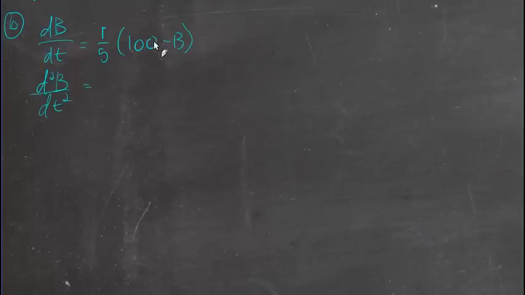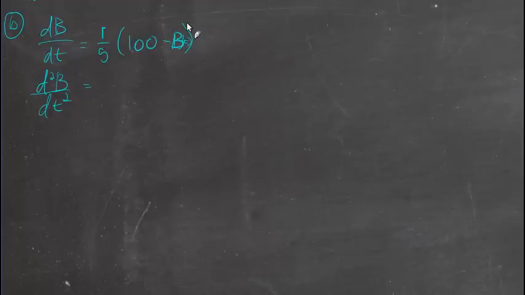Okay, so how do we take the derivative? Well, we got a function here. It's not a function of B, so we don't just treat B like it's the variable. We treat t as the variable and B as a function of t, so we should really think B of t. So we're taking the derivative with respect to t, and we need to treat B as not the variable. It's a function of t.